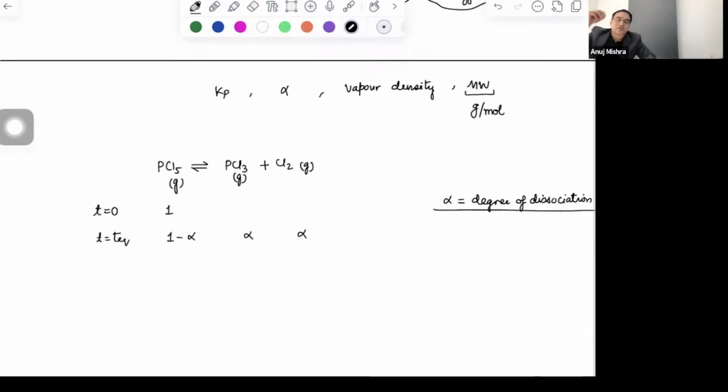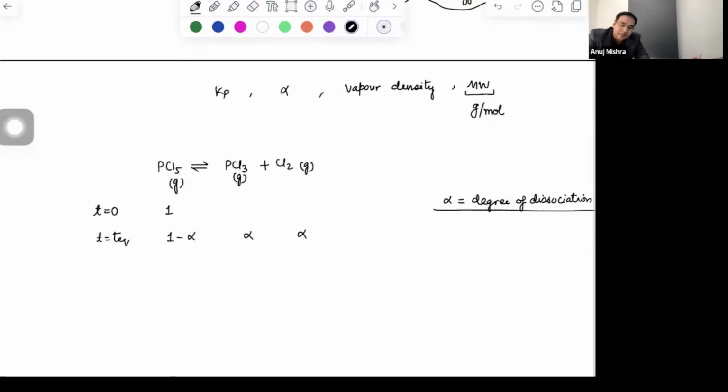Remember CH3COOH becoming CH3COO minus and H plus: C minus C alpha, C alpha, C alpha. C alpha into C alpha upon C minus C alpha is K, and solving all those things, we get C alpha square upon 1 minus alpha is K. We have done in ionic. And then alpha is very, very small in front of 1 and neglecting it, alpha comes root K by C and all those things. So that's the same kind of discussion for ionic, which is an application of chemical equilibrium. So in this case, can we write this?